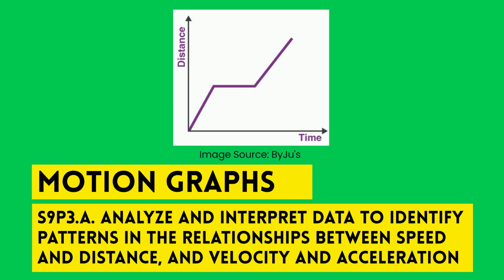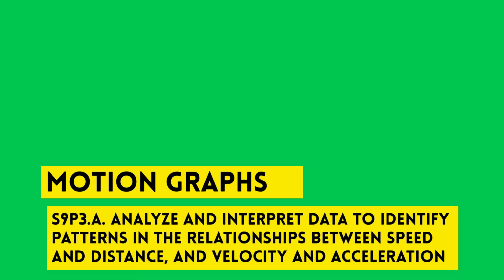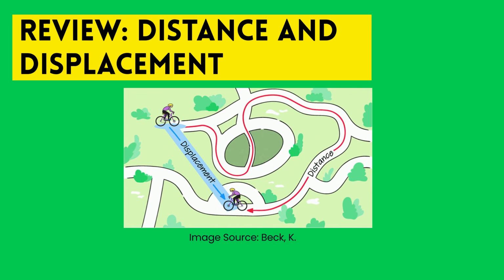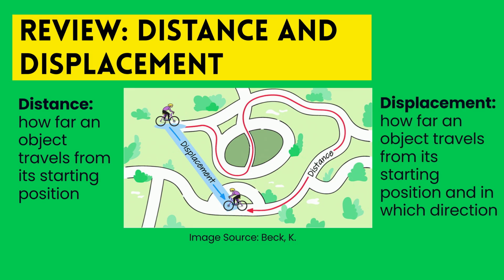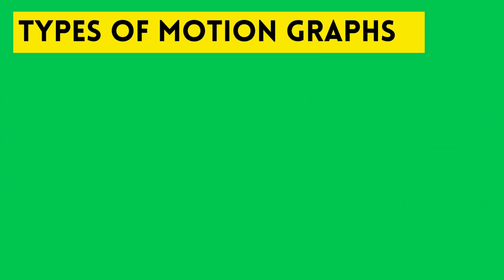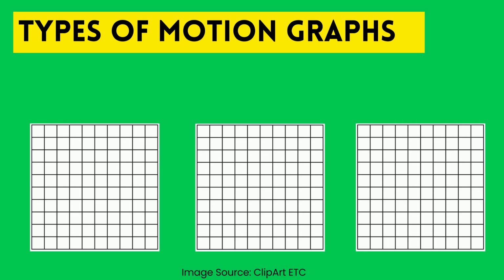In this lesson, we will look at how motion can be modeled using motion graphs. Before, you learned about distance and displacement, where distance is how far an object travels from its starting position, and displacement is how far an object travels and in which direction. Distance includes the entire path an object travels, while displacement only includes the straight line from the starting point to the stopping point.